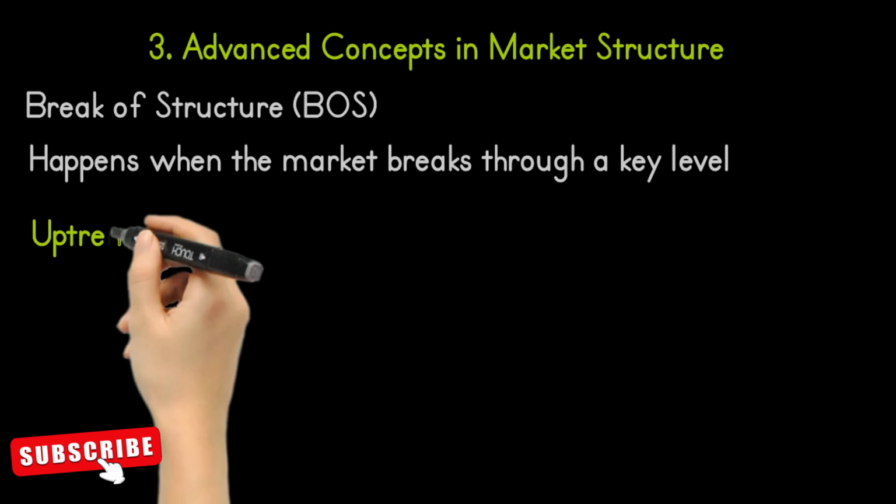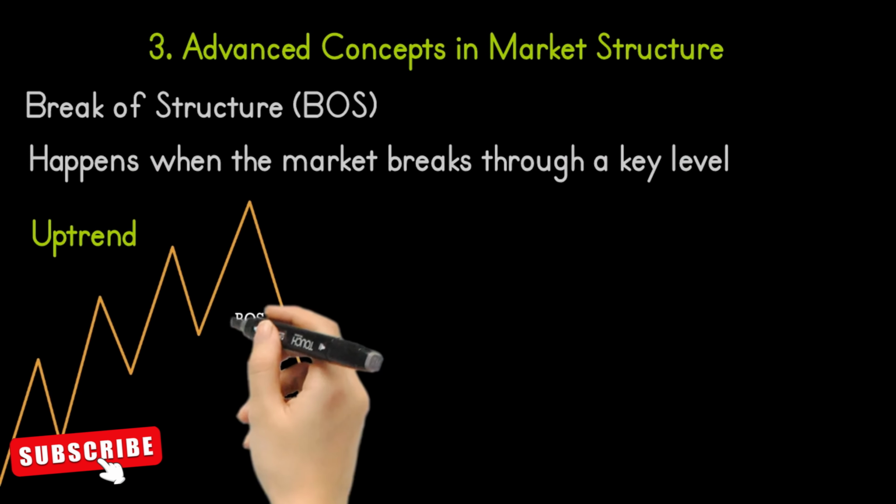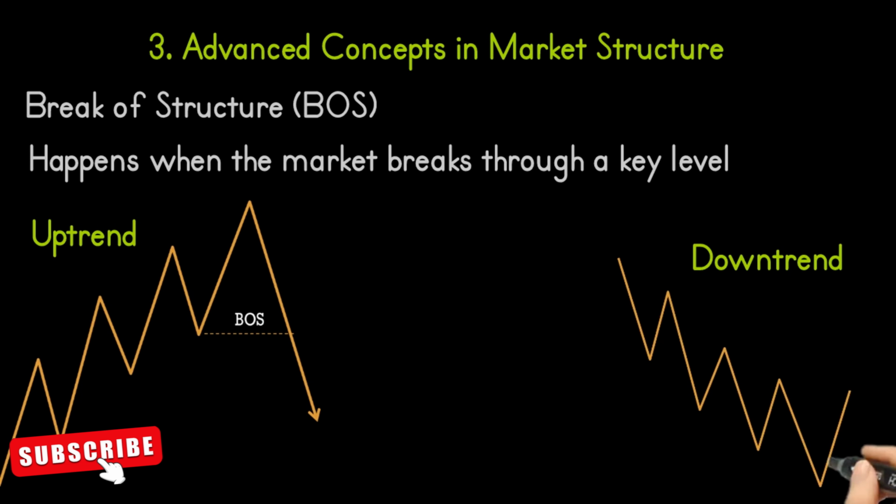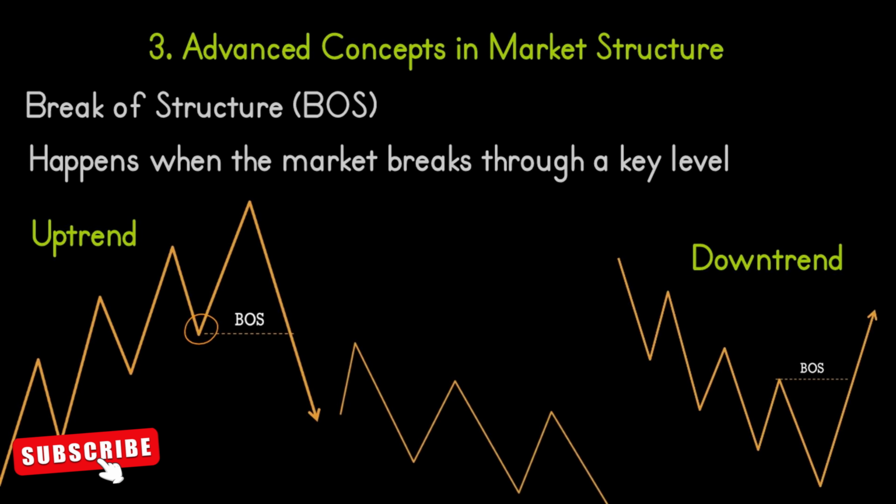Key signs of a BOS. In an uptrend, the price breaks below the last higher low. In a downtrend, the price breaks above the last lower high. When a BOS happens, it's a signal to prepare for a change in trend. For example, if you're in an uptrend and the price breaks below the last higher low, it could mean the uptrend is over and a downtrend is starting.